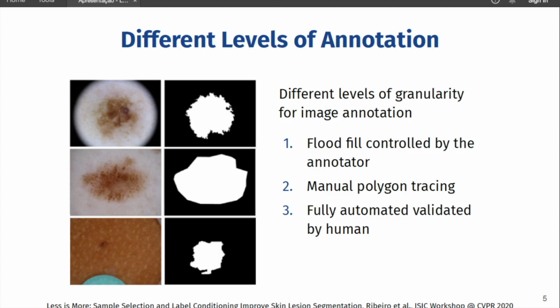The ground truths in the ISIC Archive dataset were generated by one of three methods. In the first row, you can see a segmentation mask generated by flood fill controlled by the annotator, which generates a very granular mask. Manual polygon tracing is another method that you can see in the second row, which produces a geometric mask. Fully automated segmentation validated by a human is the last one, generating a pixelated mask.